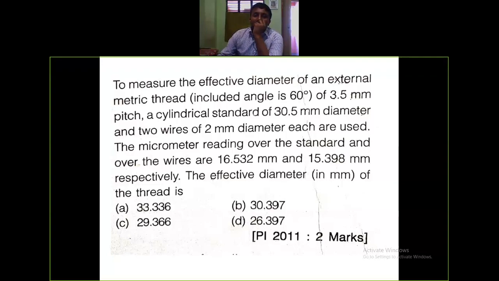From the question, it is a two-wire method. For the two-wire method, basically we use a floating carriage micrometer. So the micrometer reading over the standard is given as 16.532 millimeter, and over the wire it is given as 15.398 millimeter. We have to find out the effective diameter of the thread.